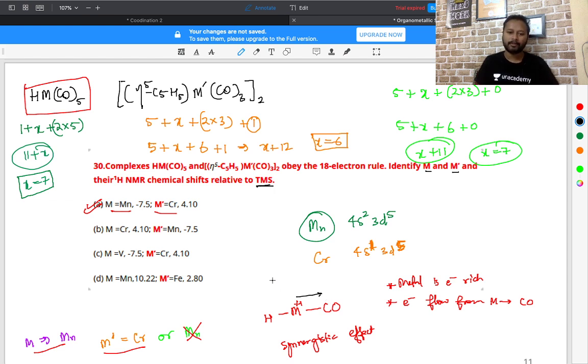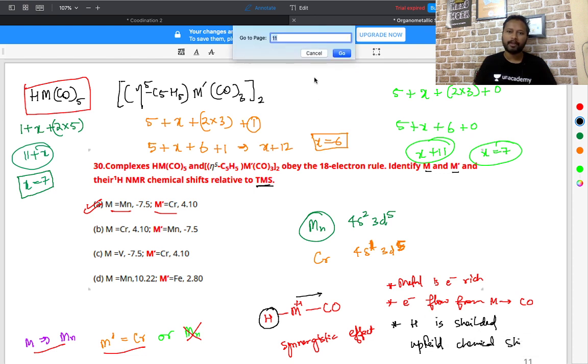But what about this hydrogen? What about this particular hydrogen? Since I just told you that this particular metal has a positive charge and it's electron rich, that makes this proton very much shielded. So this proton, or this hydrogen, is quite shielded in this case. And due to this shielding of this hydrogen, this will give you an upfield chemical shift.